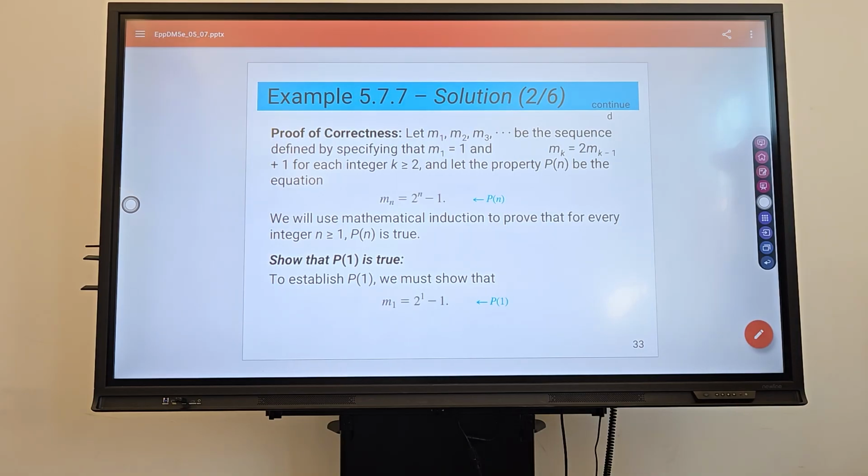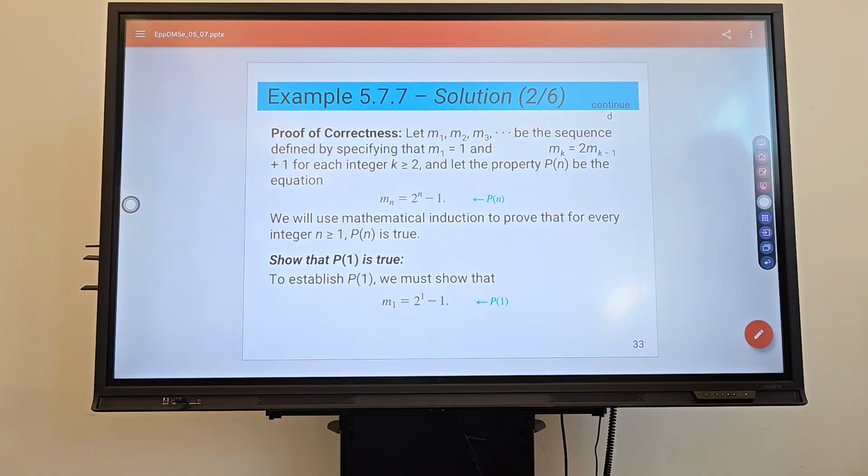Proof of correctness. Let m be the sequence defined by specifying that m sub 1 equals 1 and m sub k equals 2 times m sub k minus 1 plus 1 for each integer k greater than or equal to 2. Let the property P of n be the equation m sub n equals 2 to the n minus 1. We will use mathematical induction to prove that for every integer n greater than or equal to 1, P of n is true.